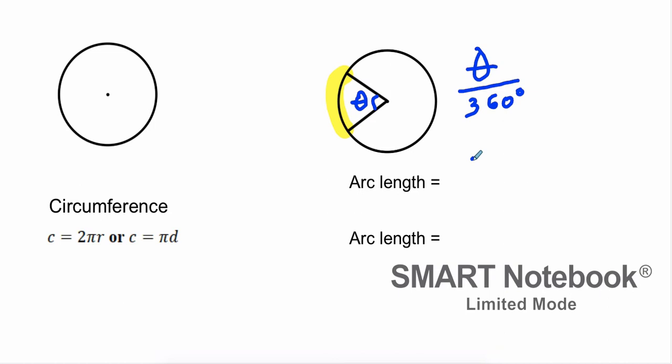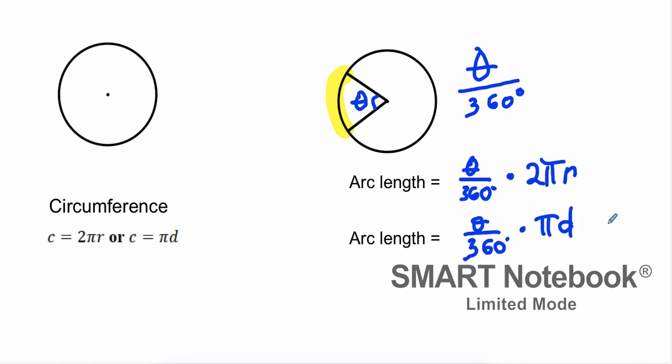So that's very easy then to find the yellow arc length. You basically just have to multiply this fraction, theta out of 360 degrees, by the circumference of the whole circle. So basically it's just the same thing. You have two formulas because you have two formulas for circumference. It's just theta out of 360 degrees multiplied by 2 pi r, which is the whole circumference of the circle. Or another formula will be theta out of 360 degrees multiplied by pi times diameter.